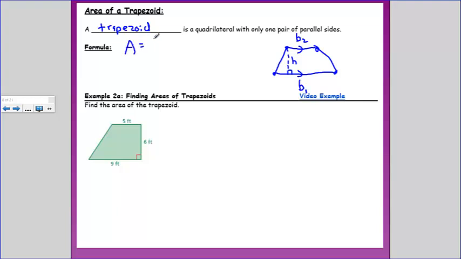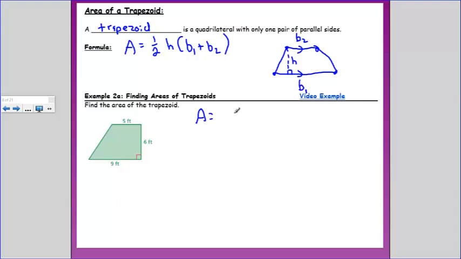The area is 1/2 times the height, but it's not times the base like a triangle. It is multiplied by the sum of the bases. So it'll be base 1 plus base 2. You have to do that first in parentheses, multiplied by 1/2 of the height. That is quite a complicated formula.